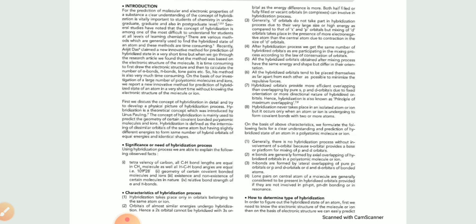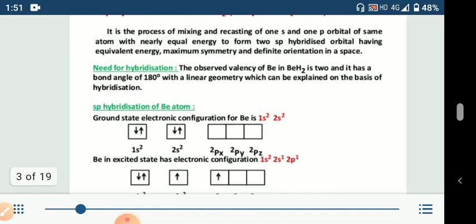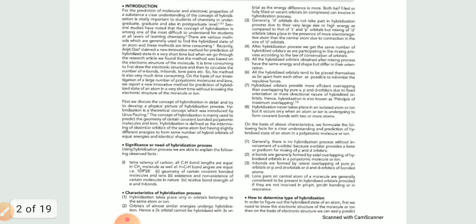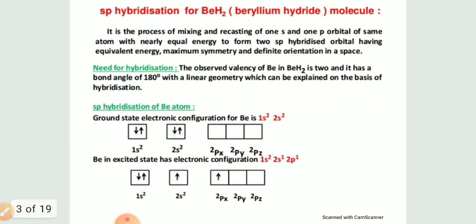Fifth, the type of hybridization indicates the geometry of the molecule. One can tell the shape of a molecule by knowing the kind of hybridization involved in it. Sixth, the bigger lobe of a hybrid orbital always has a positive sign, while the smaller lobe on the opposite side has a negative sign. Now we discuss sp hybridization for the beryllium hydride molecule.